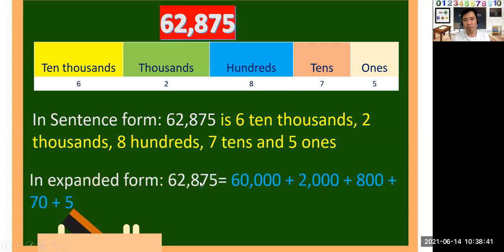Now in expanded form, just right here, 6 is 60,000 plus 2 is 2,000, 8 is plus 800, 7 is plus 70, and then plus 5. So that's 60,000 plus 2,000 plus 800 plus 70 plus 5.